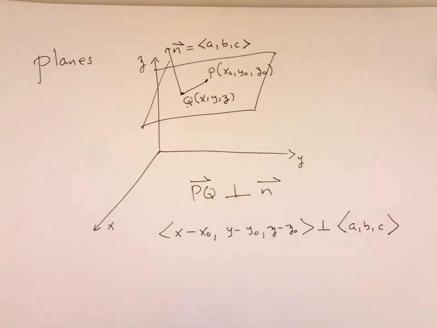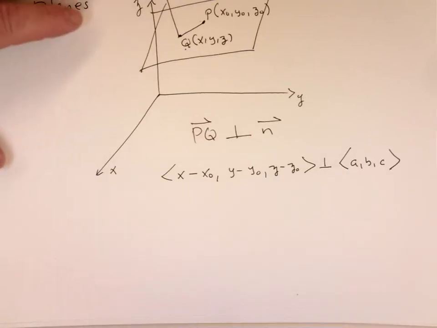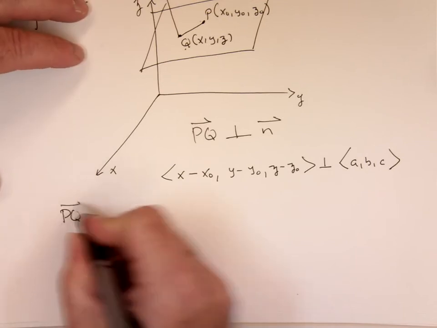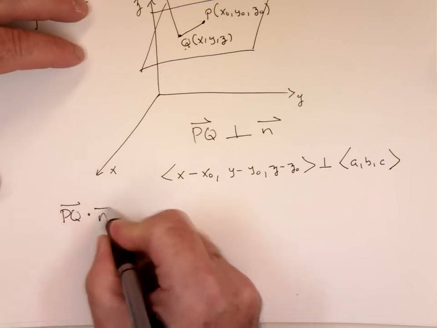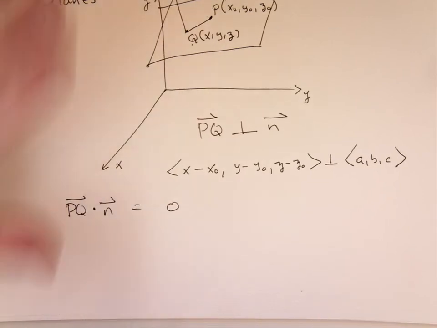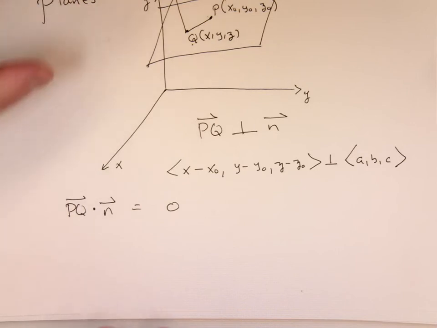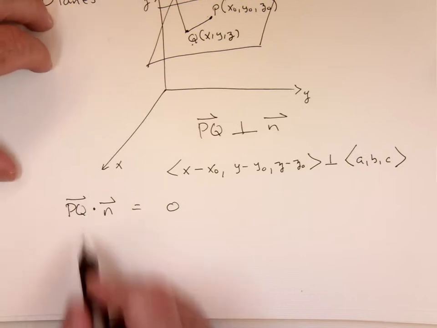So here's what has to be true. The dot product of these two vectors, PQ and N, must be equal to 0. In order for a point to belong to this plane, it must be the case that vector PQ is perpendicular to N, and if it's going to be perpendicular or normal to N, the dot product must be equal to 0.